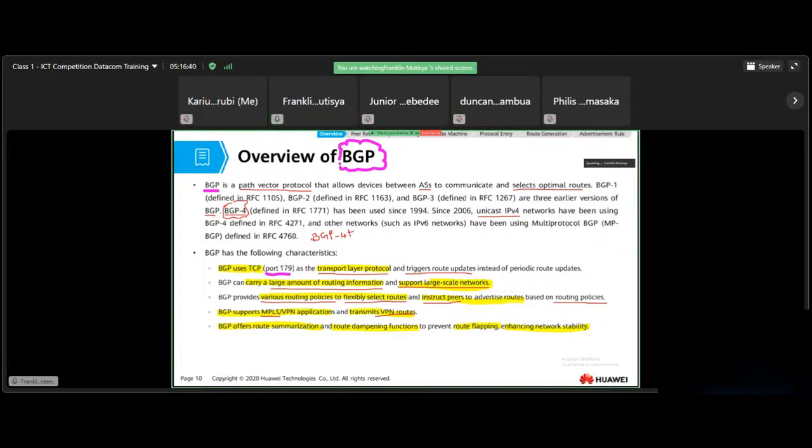So MPLS, BGP and VPN will be used together to form what we call BGP/MPLS IP VPN. This is a tunnel that is used to transport VPN traffic from one area of the internet to another area of the internet.